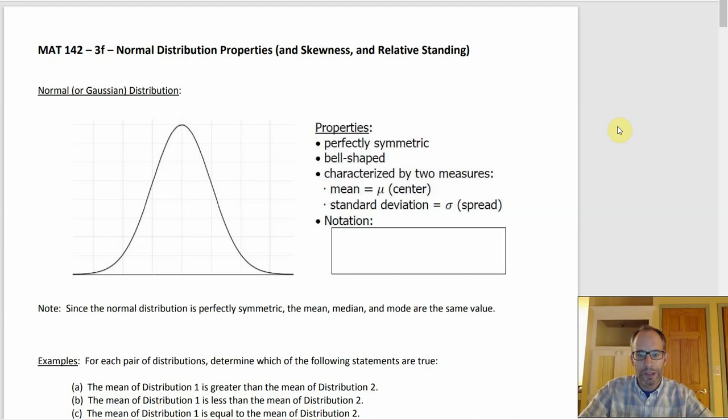3F is allegedly about the normal distribution, and that is true. There is a lot of material in here about that, but also there are a couple of other things that I stuck into the heading up here.